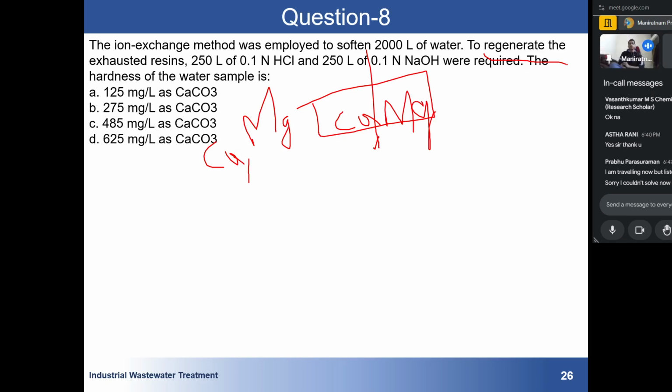To regenerate, we will be using acid and then base. I won't be able to explain why HCl and NaOH have been used, but there is a scientific reason why they have been used. So I will request you to go and check why HCl and NaOH were used.